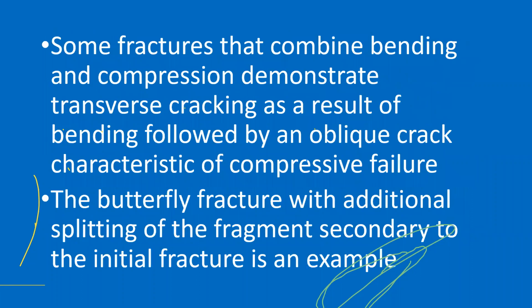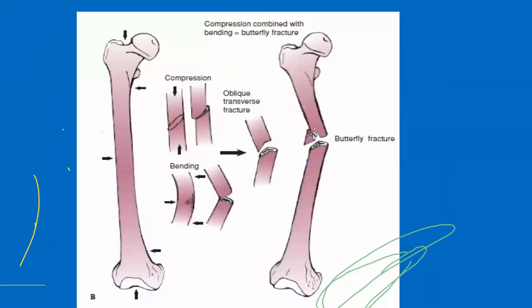Let's come to this. Some fractures that combine bending and compression demonstrate transverse cracking as a result of bending, followed by an oblique crack, characteristic of a compressive failure. So they occur hand in hand. At first, you have tension, then you have compression. The butterfly fracture, with additional splitting of the fragment secondary to the initial fracture, is an example. Let us come over here. This is what I was searching for.